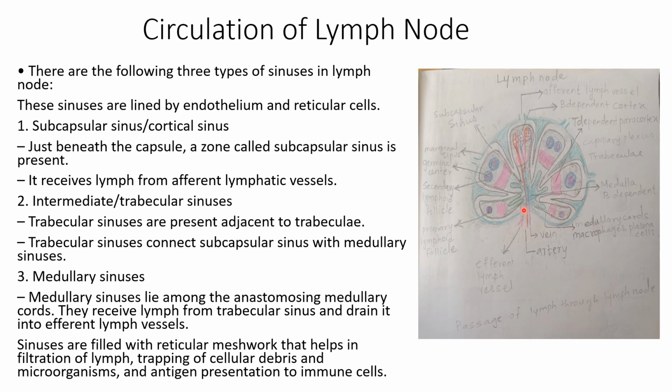So there are afferent and efferent lymph vessels. The sinuses, these three sinuses, are filled with the reticular meshwork, and this reticular meshwork will filtrate the lymph. After filtration, the cellular debris and other antigens are removed, and the lymph gets filtered, and then it leaves the lymph node through the efferent lymph vessel.